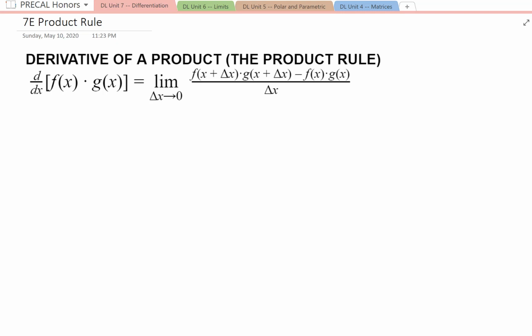How do we find the derivative of a product of functions? Well, we have the derivative with respect to x of f of x times g of x is equal to, based on our limit definition of a derivative, the limit of the product of f of x plus delta x times g of x plus delta x minus the product of f of x times g of x, all over delta x.